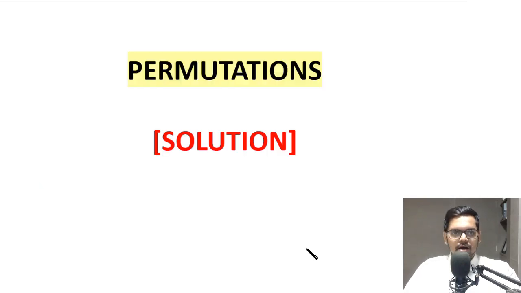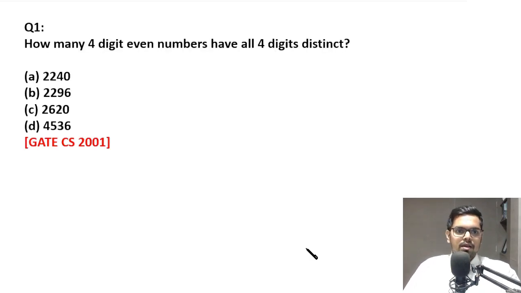Okay, so now let us look at the solution. I hope you have tried all the questions by yourself, then only looking at the solution makes sense. Otherwise, what's the point, right? Okay, question number 1 in front of the screen. How many 4-digit even numbers have all 4 digits distinct? A, B, C or D? GATE CS 2001. So pause the video, try, then look at my solution.